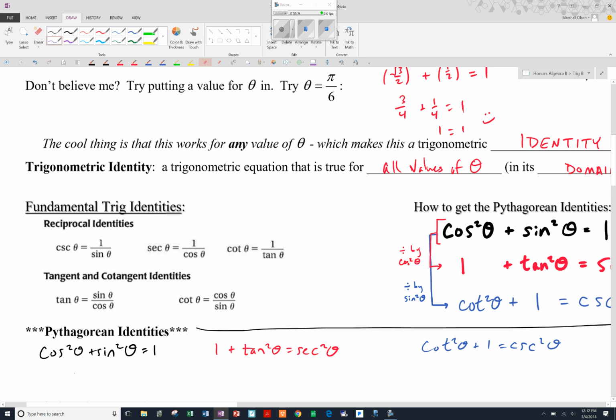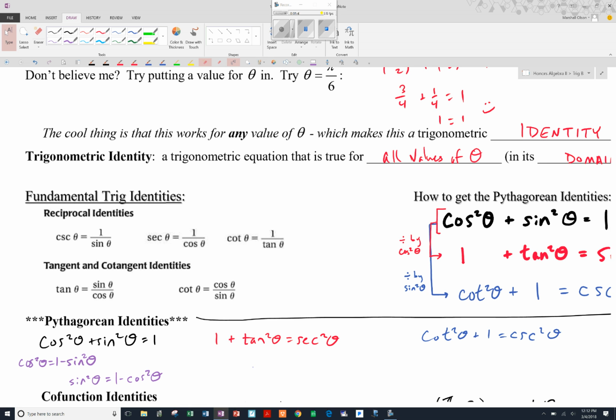For example, the main one could be written in terms of, or solved for, cosine squared. We could say that cosine squared would equal 1 minus sine squared. We could also solve this for sine squared and say that sine squared equals 1 minus cosine squared. Those are just two of the ways that we might be using these functions.